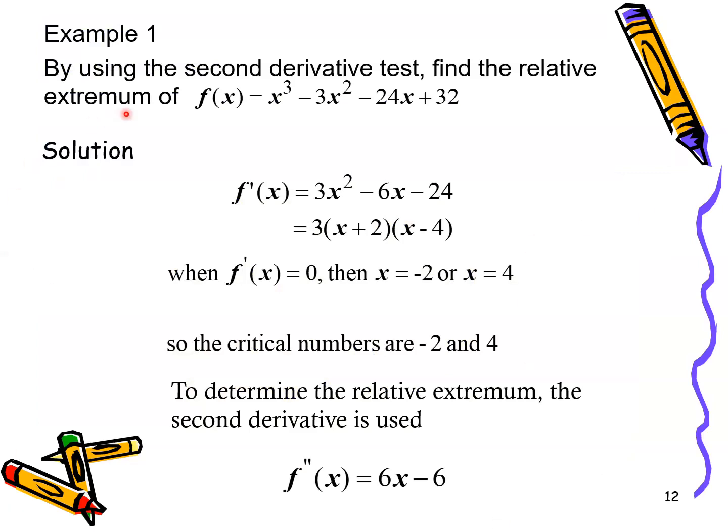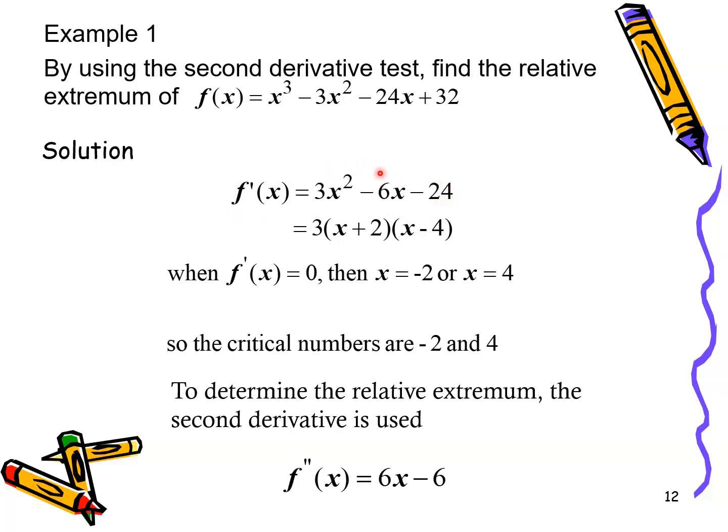Okay, let's see example. By using the second derivative test, find the relative extremum of this function. So first, you need to find the critical values. How do you find critical values? We do the first derivative. So from f here, you differentiate, you get this.